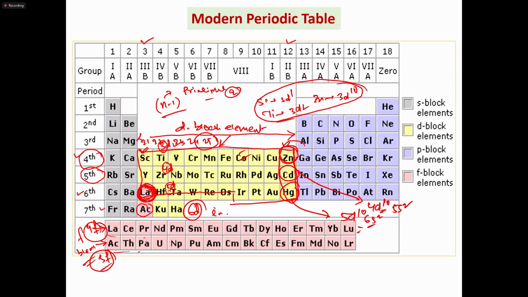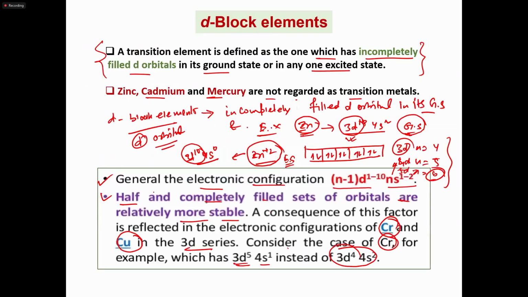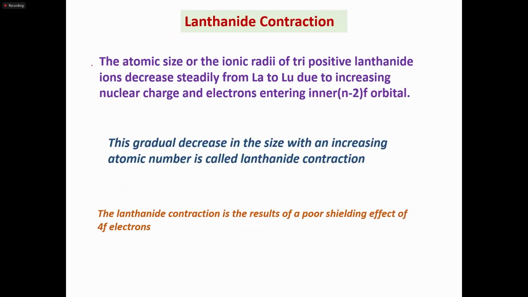But what is lanthanide contraction? The atomic size, or the ionic radius, of the tripositive lanthanide ions decreases steadily from lanthanum to lutetium. When we go from lanthanum to lutetium, the atomic radius is still decreasing. But why? The question is why. Because of the increasing nuclear charge and the electrons entering the n minus 2 f orbitals.